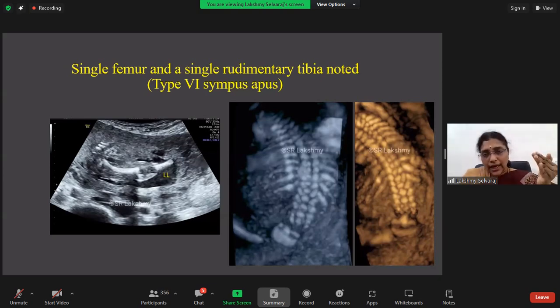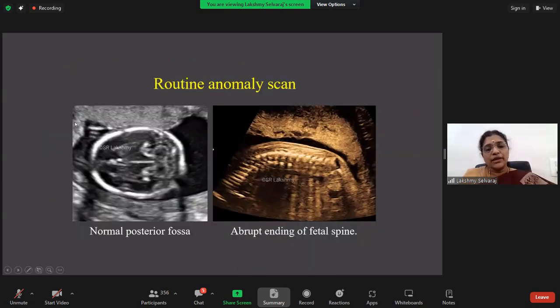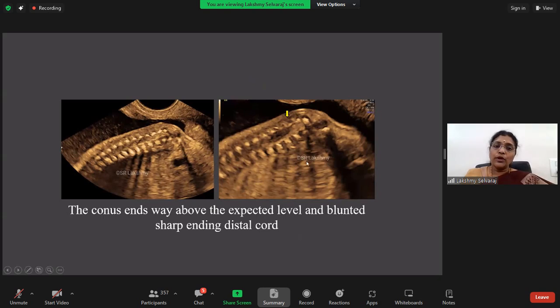When we come to the other ones, on a routine anomaly scan, look at this case. You see the posterior fossa being absolutely normal, but when you try and look at the spine, you see that there is an abrupt ending of the fetal spine. And when you look at the conus in this case, the conus is ending very, very high, and it is no longer a triangular structure. It is a broadened structure.